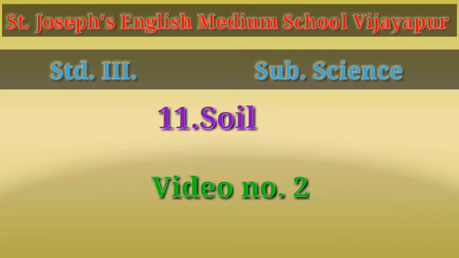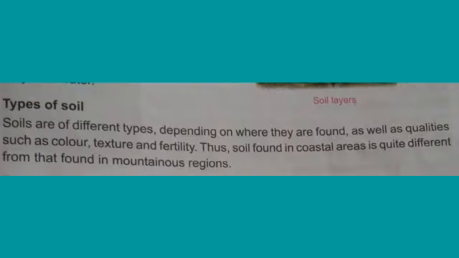So first of all, children, open the textbook and listen carefully, and after that you also read. Types of soil. Soils are of different types depending on where they are found, as well as qualities such as color, texture and fertility. The soil found in coastal areas is quite different from that found in a mountainous region. Now I explain this part only.